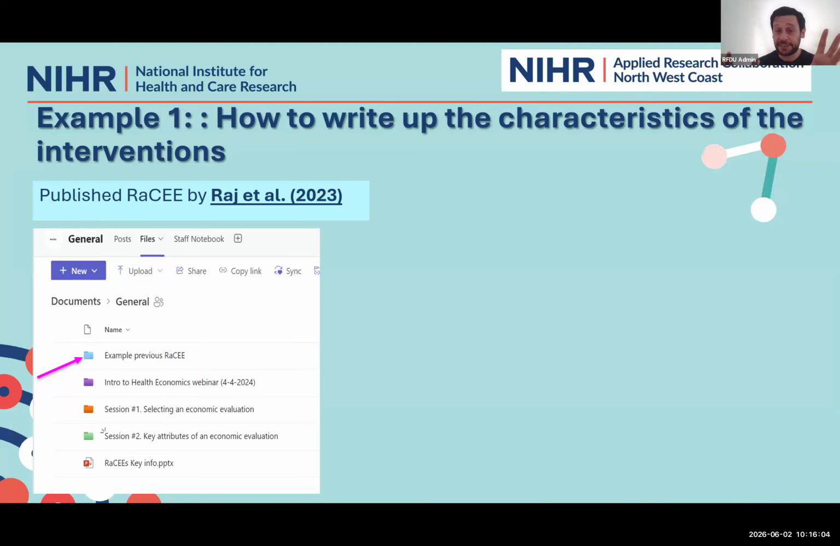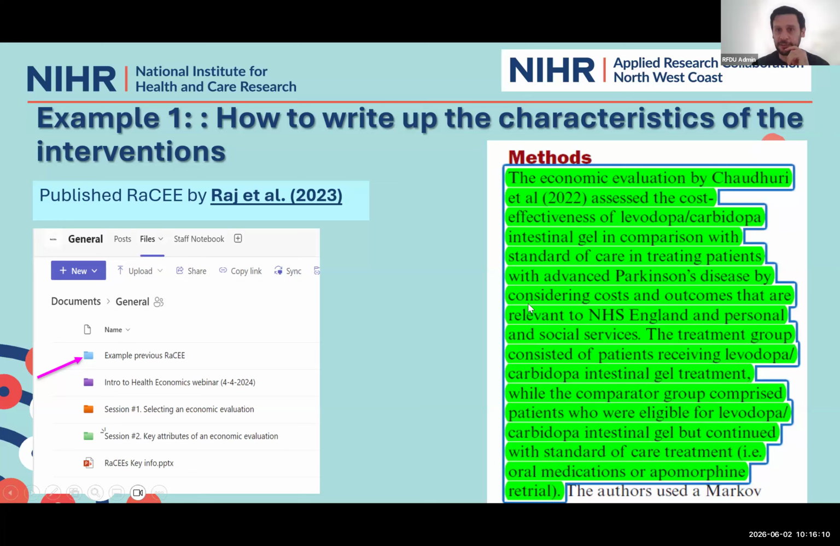And this is how we extracted all this information, and now actually we wrote up the characteristics of interventions in our paper. So all that information from the actual paper was condensed in a few sentences in our commentary, which you can see here. I'm not going to read it all, but you got access to that commentary paper in your folder.